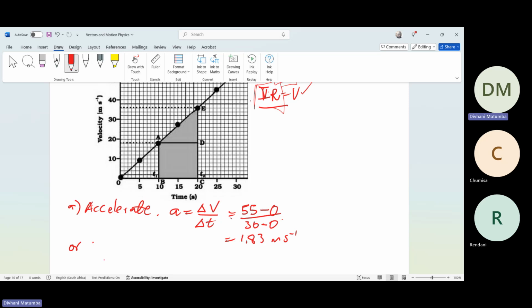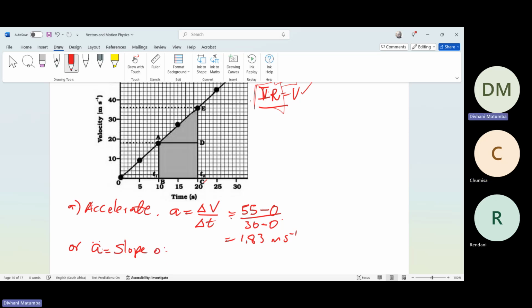Using the graphical approach, how are you going to approach this one? Acceleration. How do you calculate acceleration given a velocity time graph? I think I agree with 1.83.